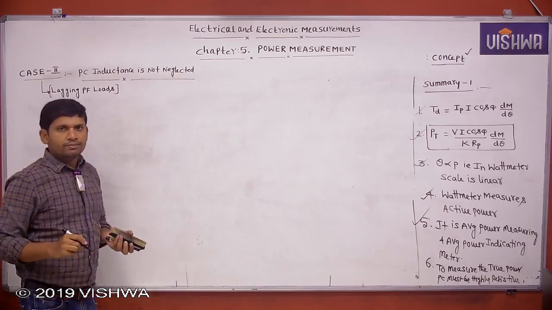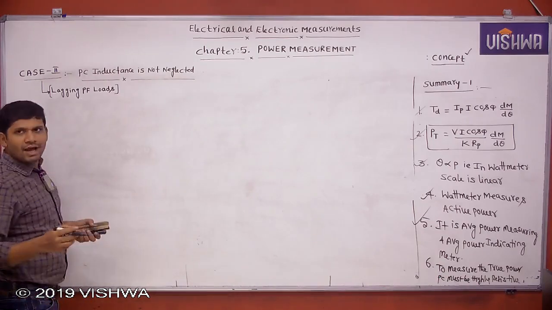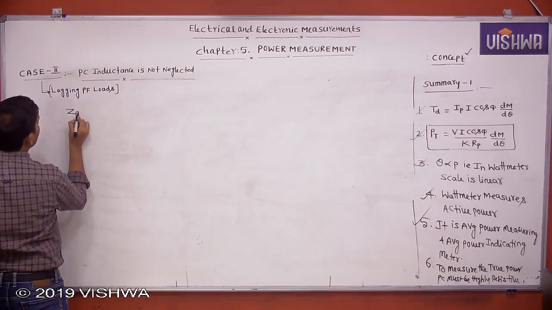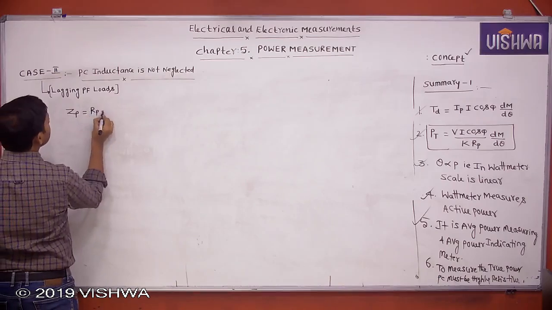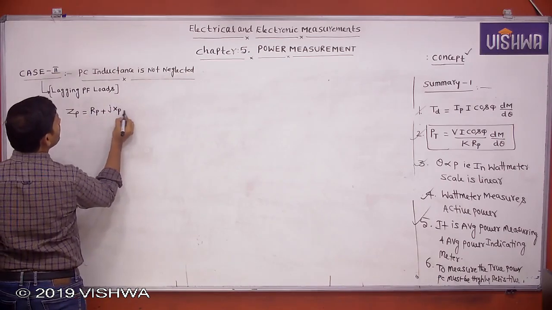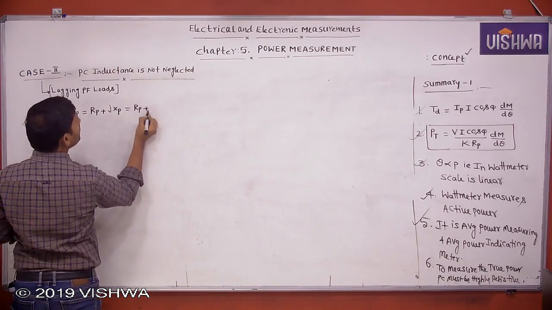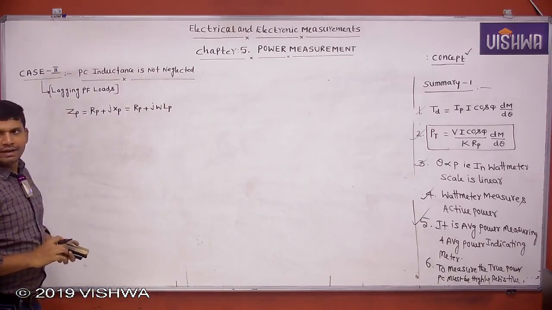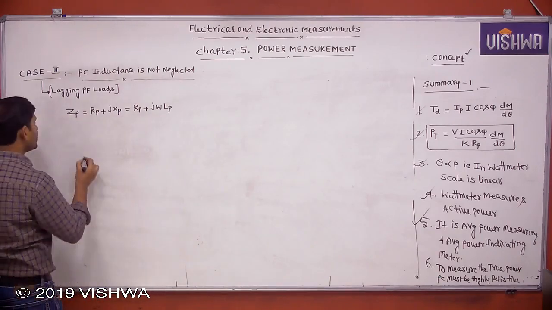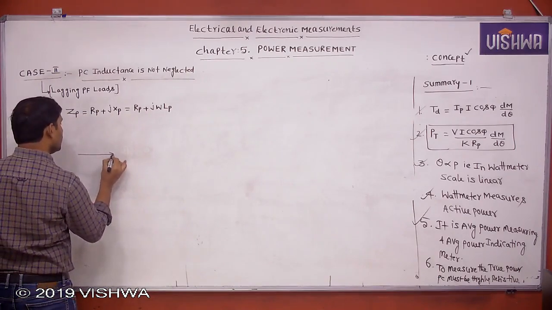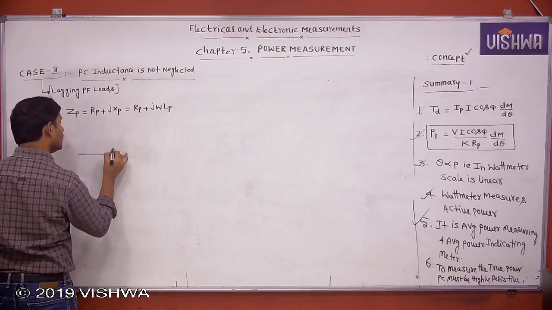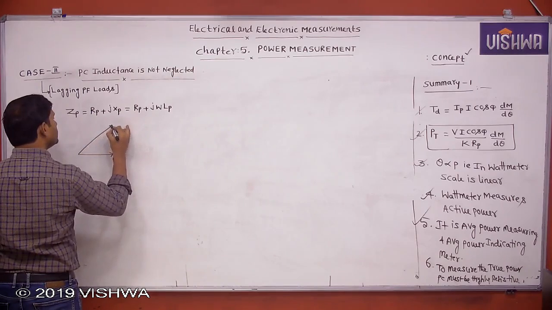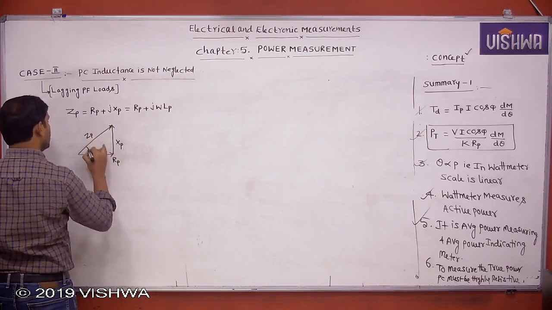Now, if the pressure coil inductance is not neglected, let the pressure coil impedance Zp equal Rp plus jXp. That equals Rp plus j omega Lp. We are not neglecting the pressure coil inductance. Now, if you draw the impedance triangle of the pressure coil, this is Rp, this is Xp, this one is Zp, and this angle is beta.